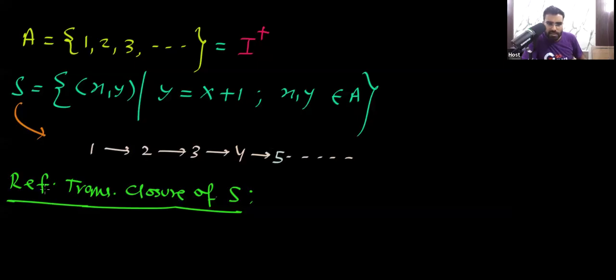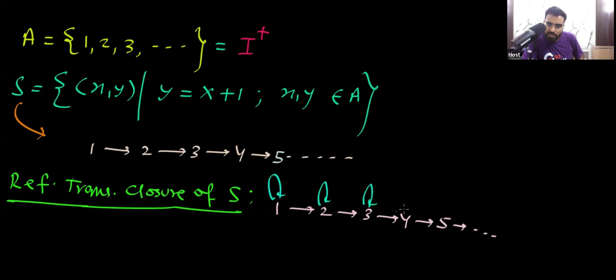So did you notice that the reflexive transitive closure of S will be like this: 1 related to 2, 2 related to 3, 3 related to 4, 5, and so on. Now, reflexive closure means self loop. You add the self loop. And transitive closure, what does it mean? It means that you add all the reachable pairs, all the pairs reachable by a path of length at least 1. You add all of them.